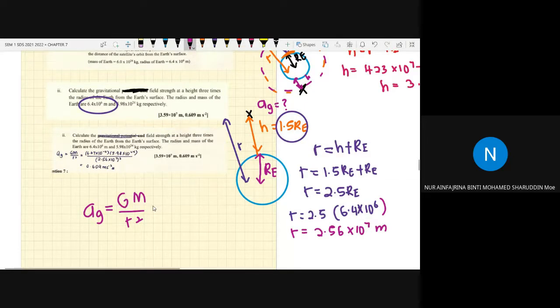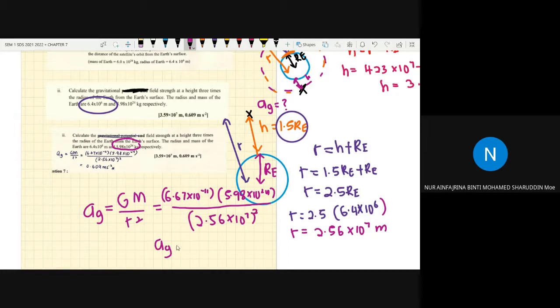GM over R squared. Di mana your G is 6.67 times 10 to the power of negative 11. Your M, mass of Earth. Dia dah bagi dalam soalan tau. So awak ambil yang dalam soalan punya. 5.98 times 10 to the power of 24 divided by the r squared, which is 2.56 times 10 to the power of 7 squared. So therefore, you will get a gravitational field strength 0.609 meter per second squared. Okay, boleh?